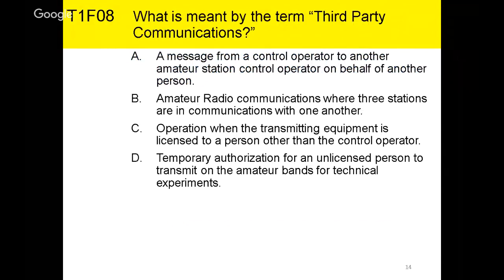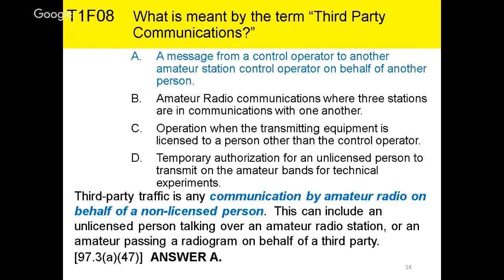What is meant by the term third party communications? That's any type of communication that is done on behalf of another person. Of course, we can only conduct third party communications with other nations that have a third party agreement with the US.